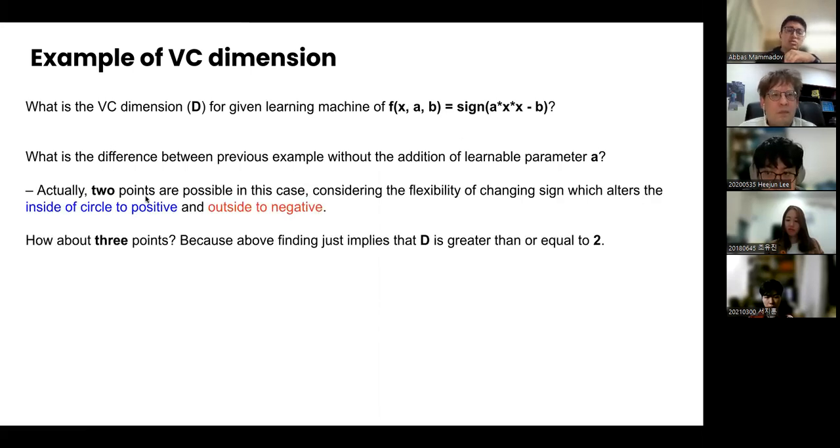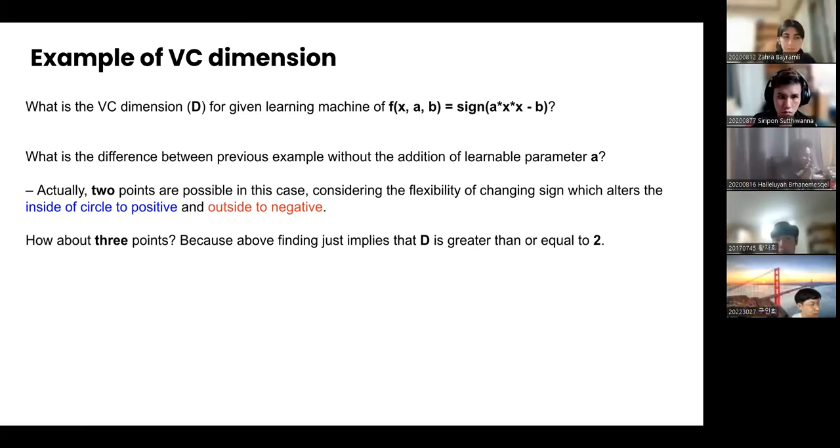As we can see here, 2 points are actually possible in this case, considering the flexibility of changing the sign, which alters the inside of the circle to the positive labeling and outside to the negative labeling. As you can see from here, we can take just a as a negative, and we can make the inside of the circle positive and outside negative. But in the case of the previous example, the inside was necessarily negative and the outside was positive, so we couldn't change anything. Here we have some flexibility, which allows us to classify 2 points.